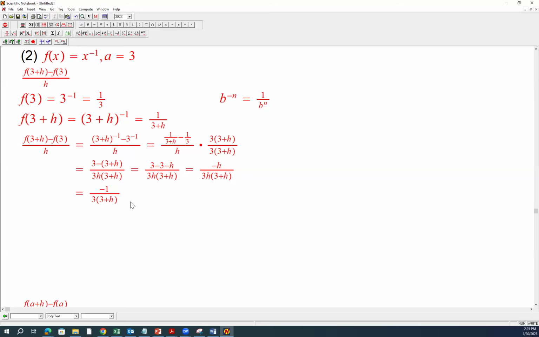Do you need to multiply 3 with 3 and 3 times h? No, not necessary. So you can just leave it like that. Okay, so this second question is also finished.